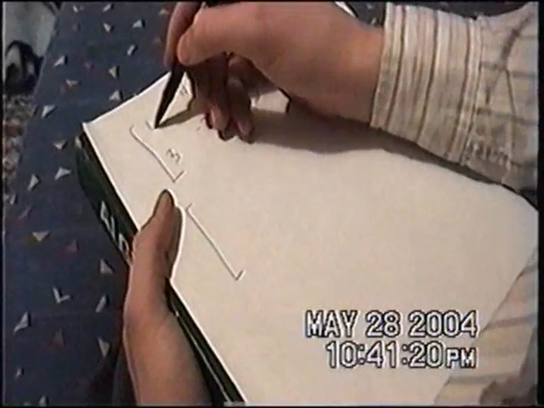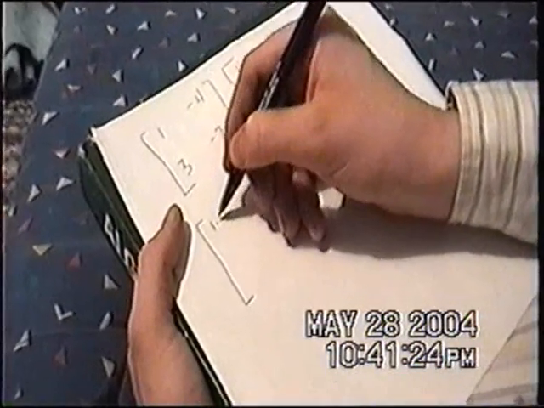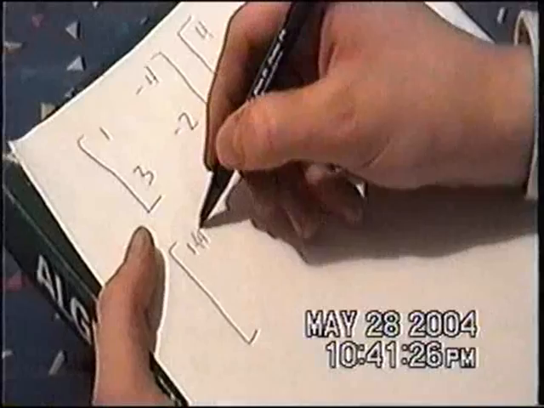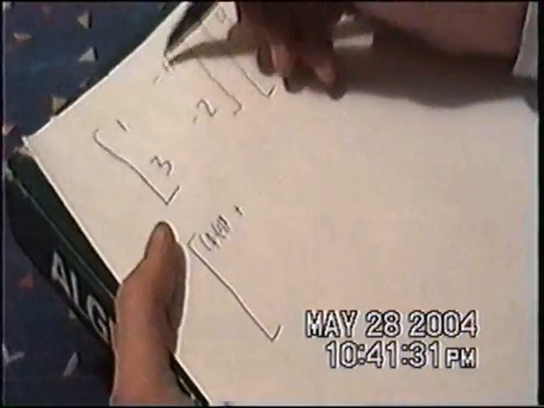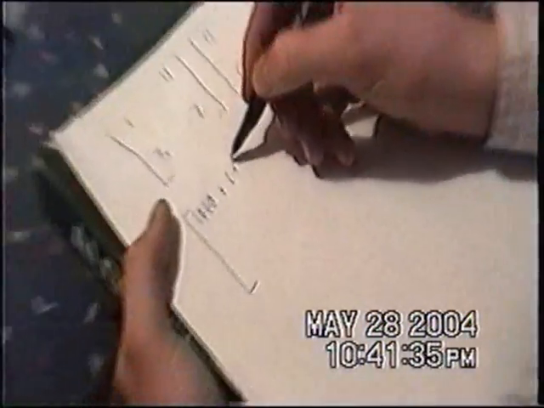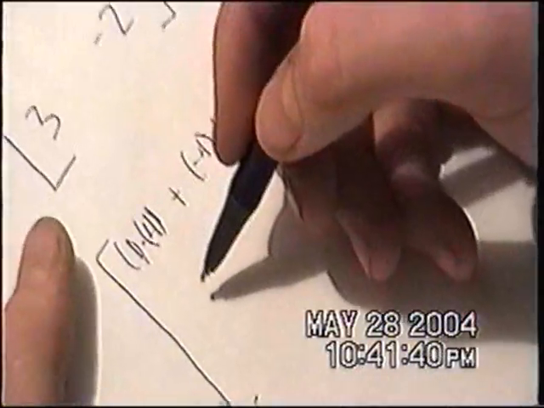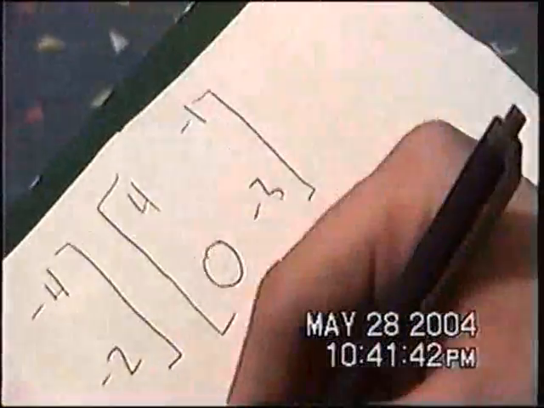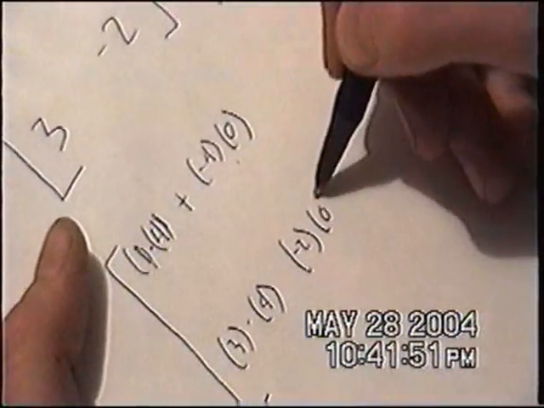You go 1 times 4, so you get, make sure you put them in brackets to keep it all neat, 1 times 4 plus negative 4 times 0, negative 4, 0. Now you move on to the second row, 3 times 4, and negative 2 times 0.